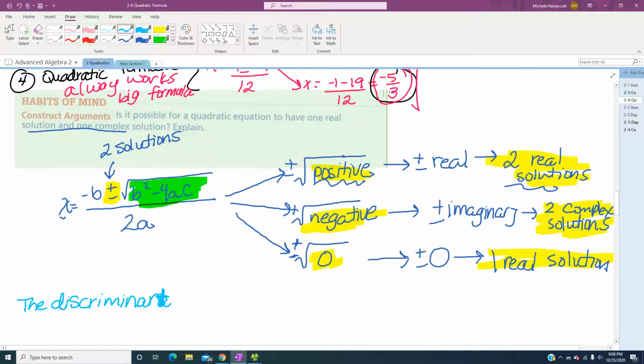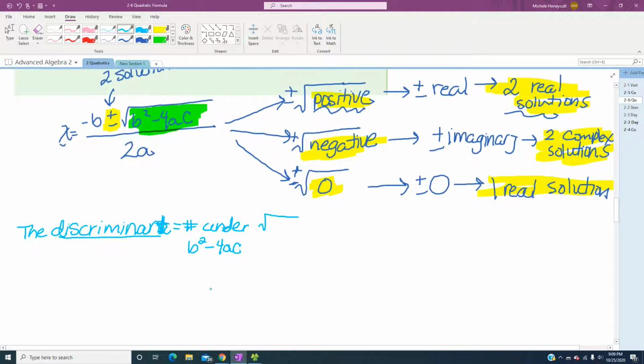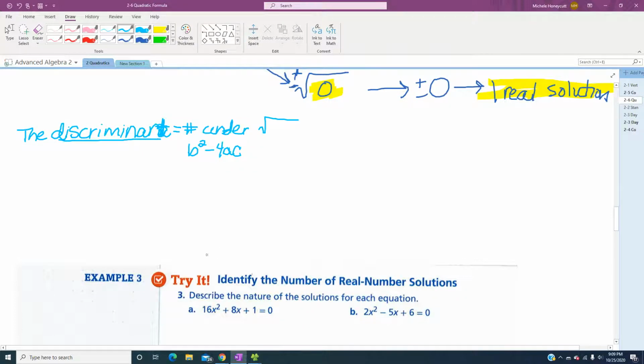Okay. This is discriminant. So the discriminant is equal to the number under the square root. Its formula is b squared minus 4ac. So the discriminant determines the number and types of solutions we will have.